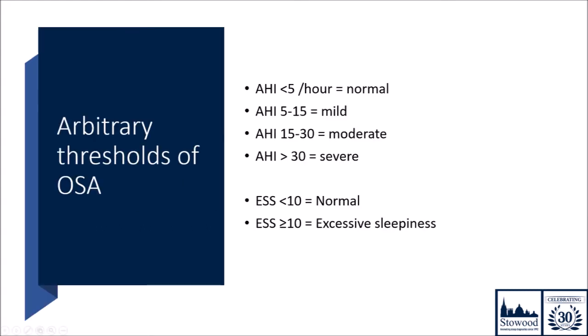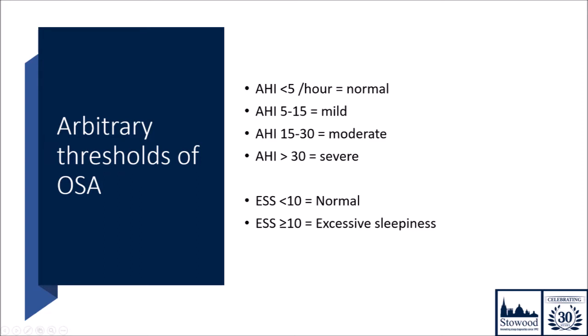Many of you will be familiar with the 2 main thresholds we use to categorize our patients, which is the AHI, or Apnea-Hypopnea Index, which is the number of apneas and hypopneas per hour of sleep. And secondly, the ESS, or the Epworth Sleepiness Score, which measures the extent of sleepiness in a number of soporific situations.